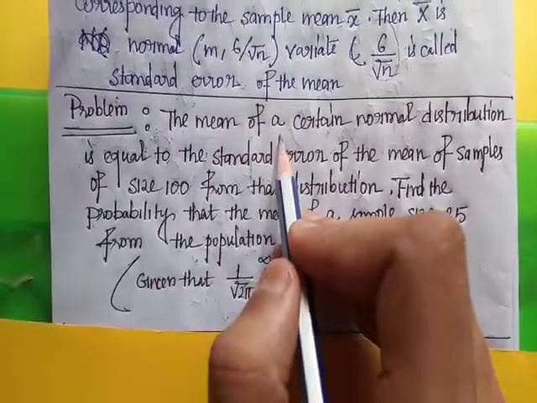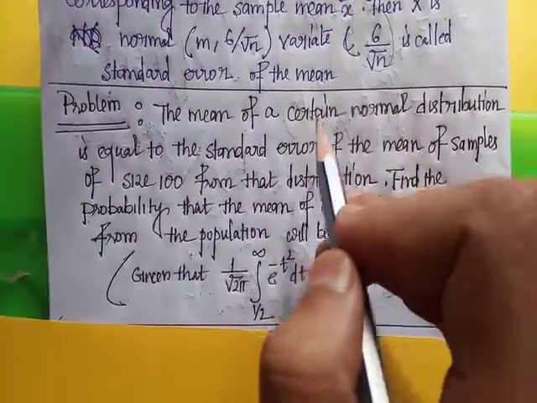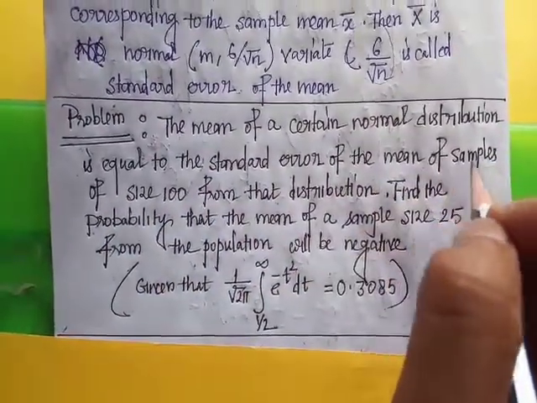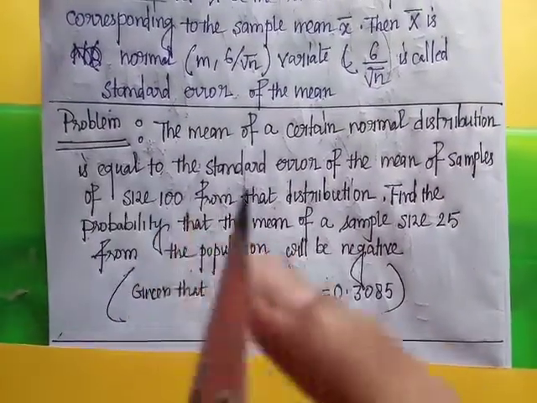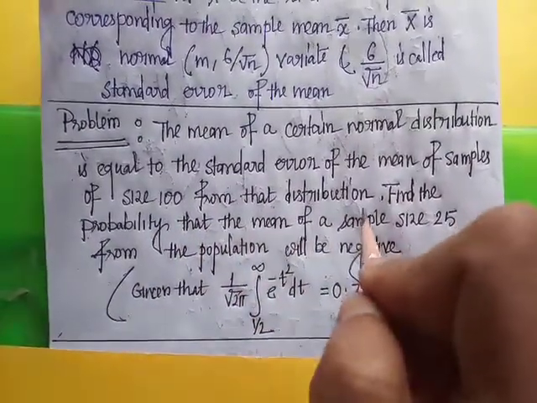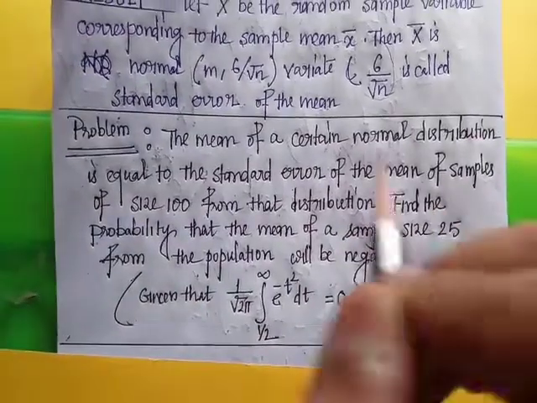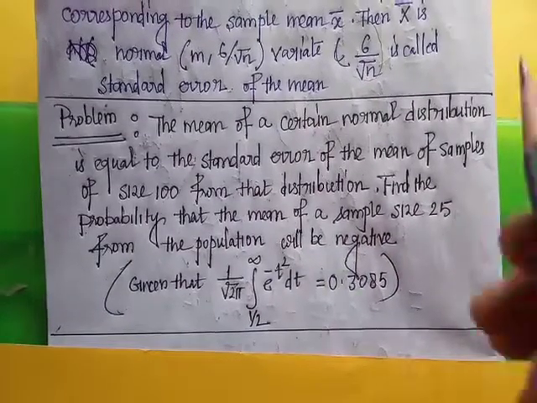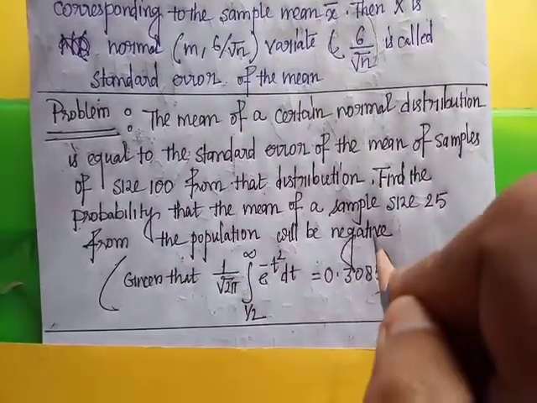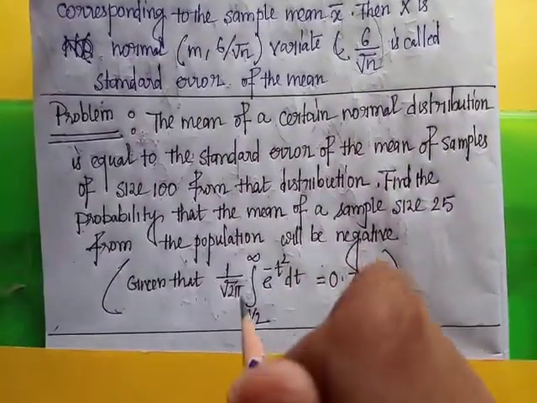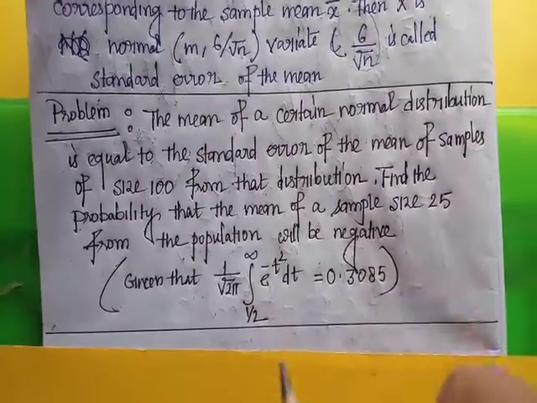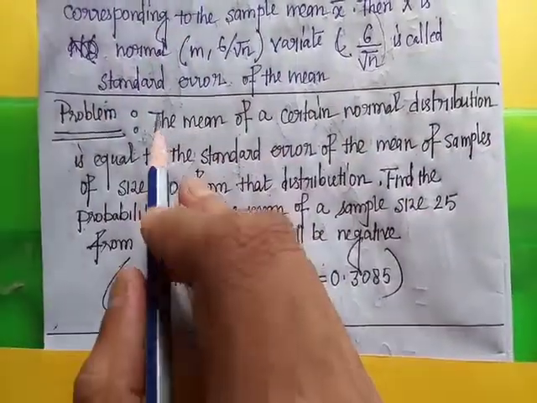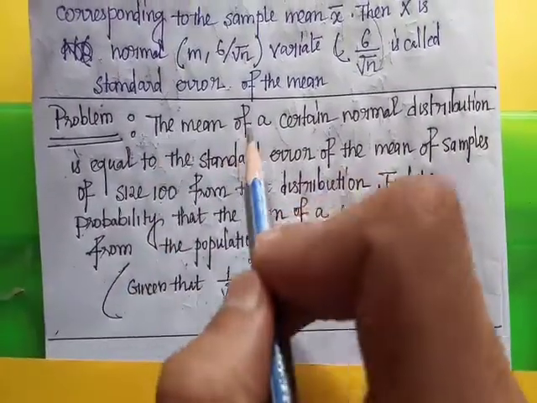The mean of a certain normal distribution is equal to the standard error of the mean of sample of size 100 from that distribution. Question is, find the probability that the mean of a sample of size 25 from the population will be negative, given that 1 by root over 2 pi integration half to infinity e to the power minus t square dt equal to 0.3085.